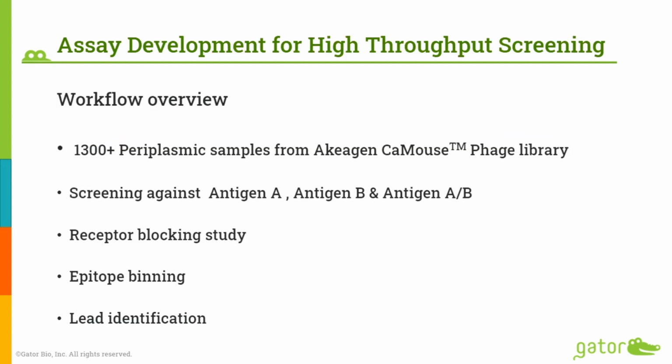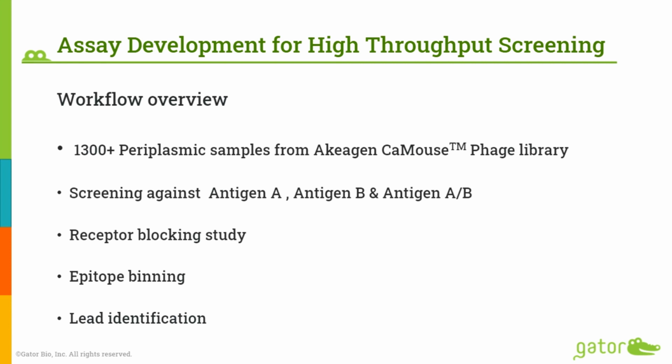Now, for the workflow, Libin sent us 13 96-well plates with periplasmic samples from the Aki Gen cow mouse, for this phage discovery campaign against a particular target. He screened this against what we are calling antigen A, but he wanted information on whether these huge numbers of samples bind to antigen A, antigen B, and antigen AB. Antigen A is a homodimer, and AB is a heterodimer.